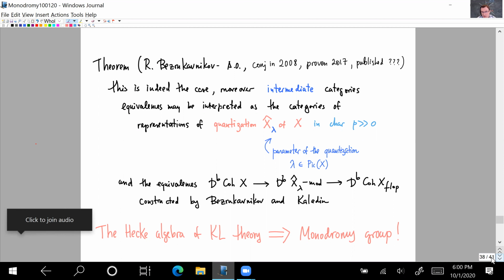The role of the monodromy group in this case is really a replacement. This specializes to Kazhdan-Lusztig theory in characteristic p, where in large characteristic p the main role is played by an affine Hecke algebra of the same type, and the monodromy group is a generalization of that affine Hecke algebra. Everybody knows that the affine Hecke algebra is the monodromy of some particularly nice differential equation, and that's the generalization of that statement.